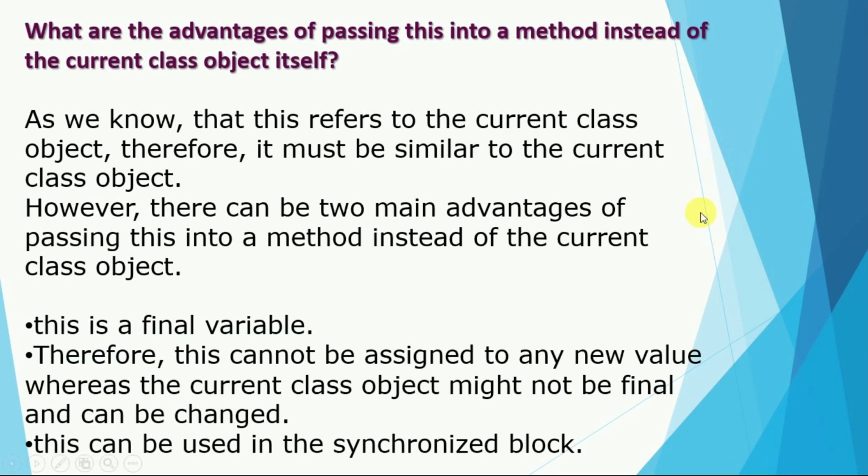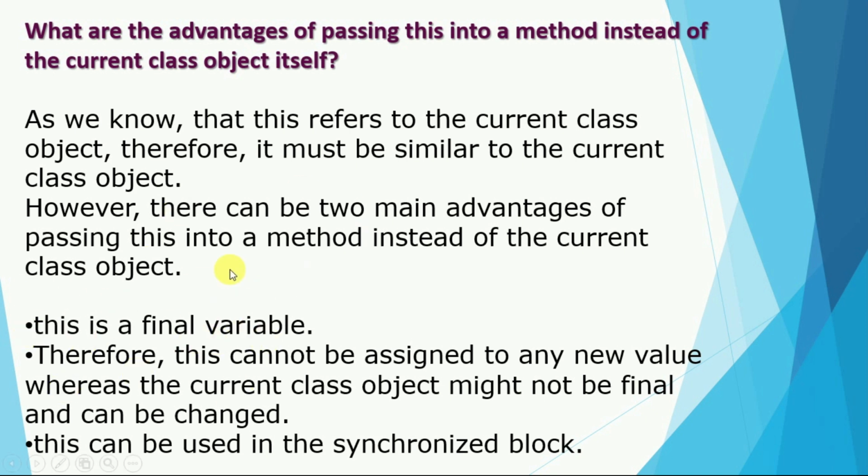Okay, so what are the advantages of passing this into a method instead of the current class object itself? As we know, this refers to the current class object, therefore it must be similar to the current class object. So there can be two main advantages. First, this is a final variable, because it always refers to the current class object.